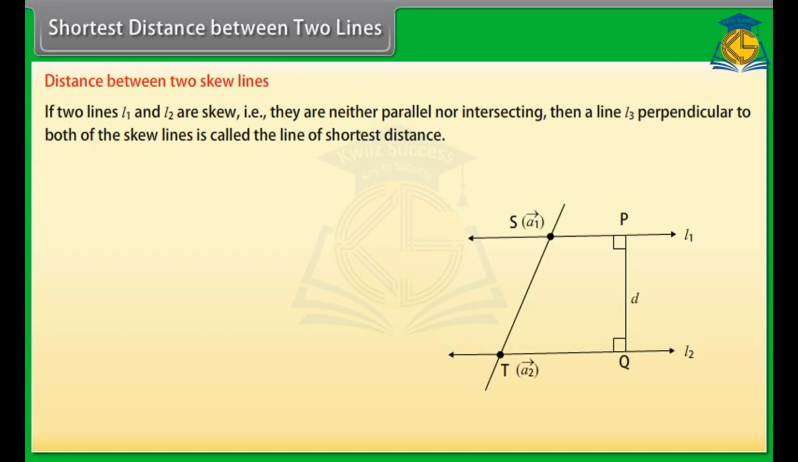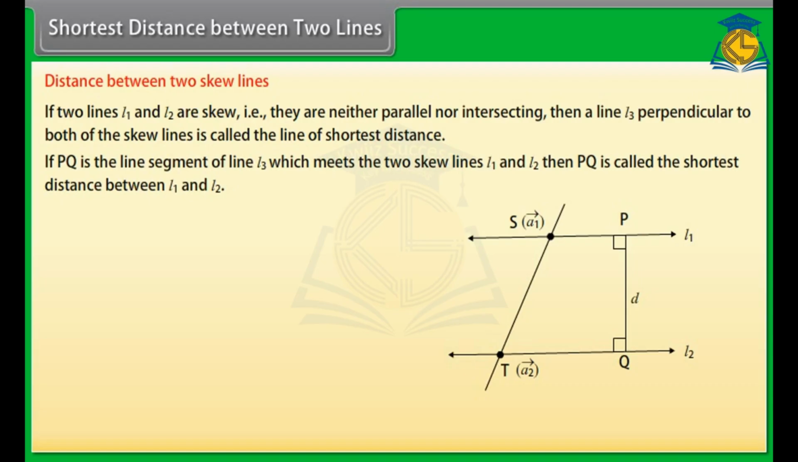If two lines L1 and L2 are skew, that is, they are neither parallel nor intersecting, then a line L3 perpendicular to both the skew lines is called the line of shortest distance. If PQ is the line segment of L3 which meets the two skew lines L1 and L2, then PQ is called the shortest distance between L1 and L2.